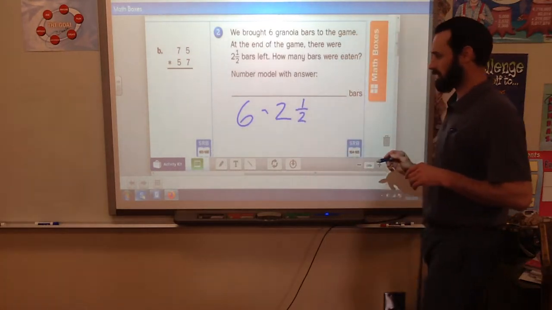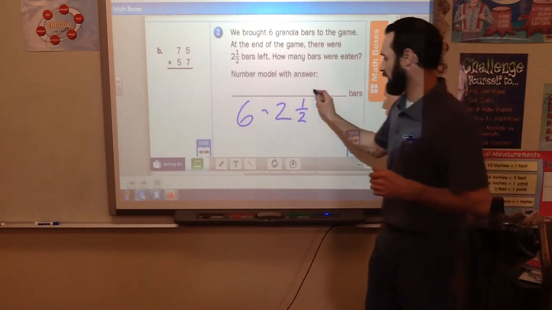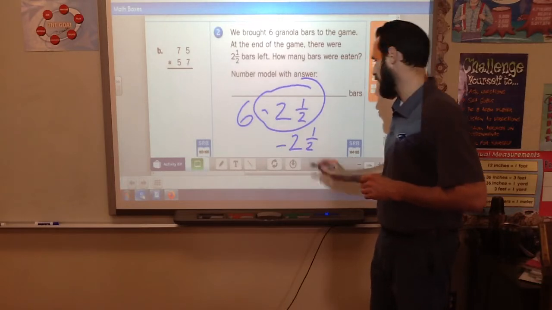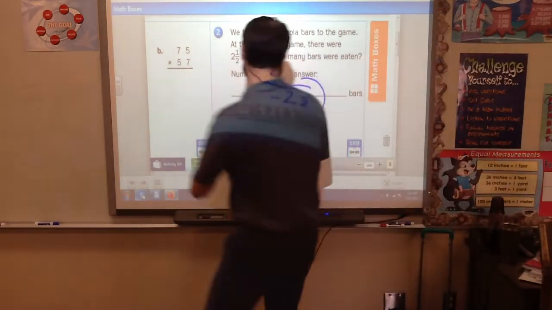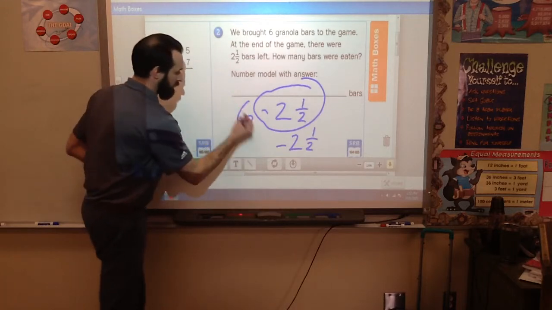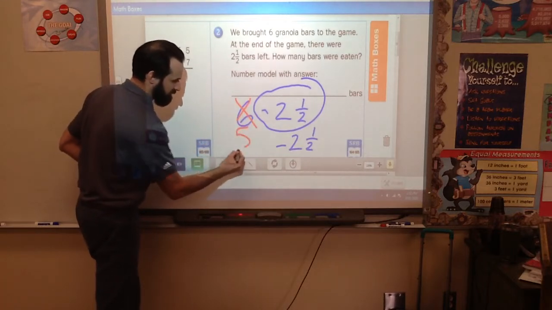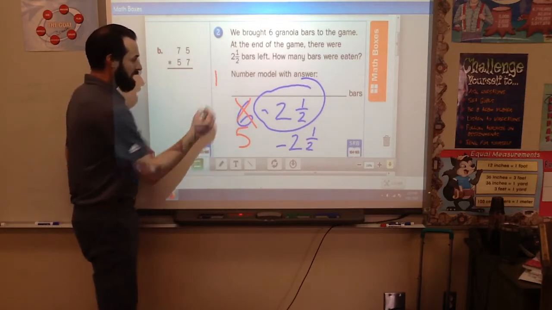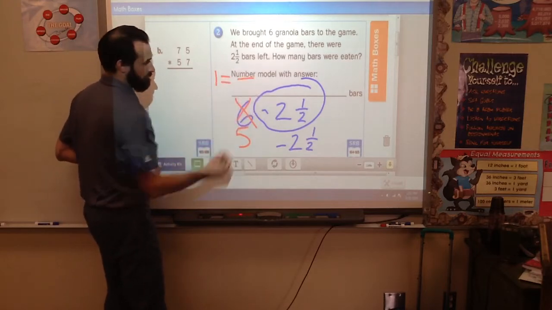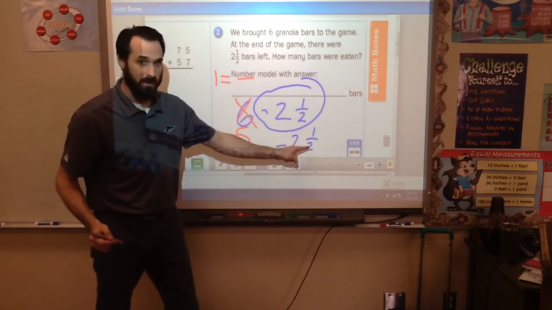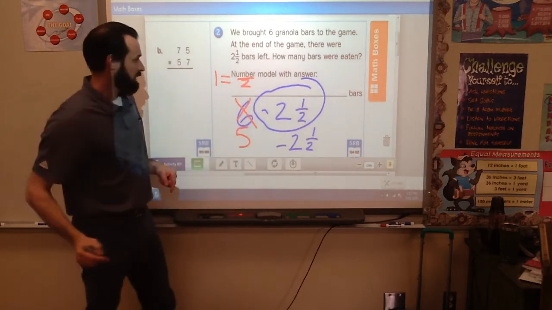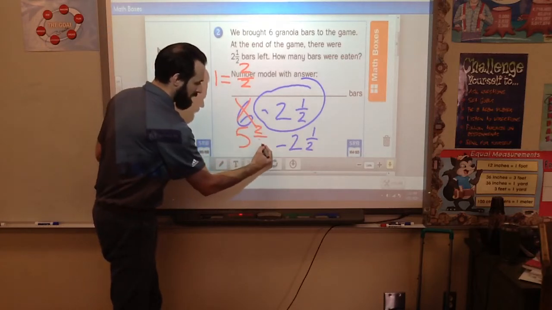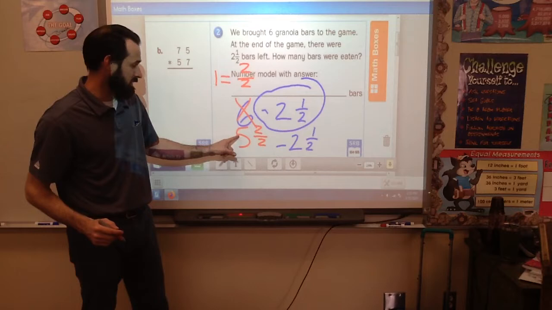And I've talked to you about this before. When you do a problem like this, the second part is always going to stay the same. So we're still going to have minus 2 and 1/2. But the change we need to make is with the 6. We cross out the 6, and down here it's going to become a 5 because we're taking 1 away from it. It's like regrouping in subtraction. That 1 that we take away, we need to turn into a fraction. And the denominator is going to be whatever the denominator is here. And the numerator is going to be the same as the denominator. Because 5 and 2/2 is the same as 6.